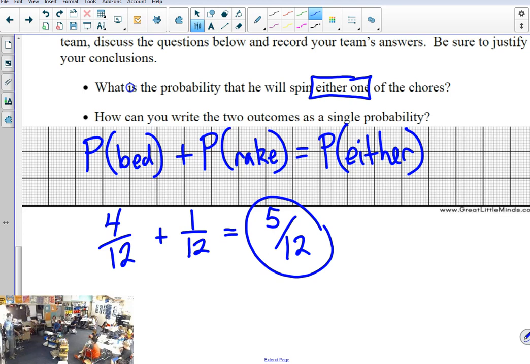If we cut the wheel into equal sized pieces, we'd have 12 pieces. Bedroom gets 4 of the pieces. Raking leaves gets 1 of the pieces. If I don't care which one I do, I have 5 possible options to choose from, still out of 12. Another mistake people make is they try to combine denominators. To add or subtract, they got to start the same, they got to stay the same.